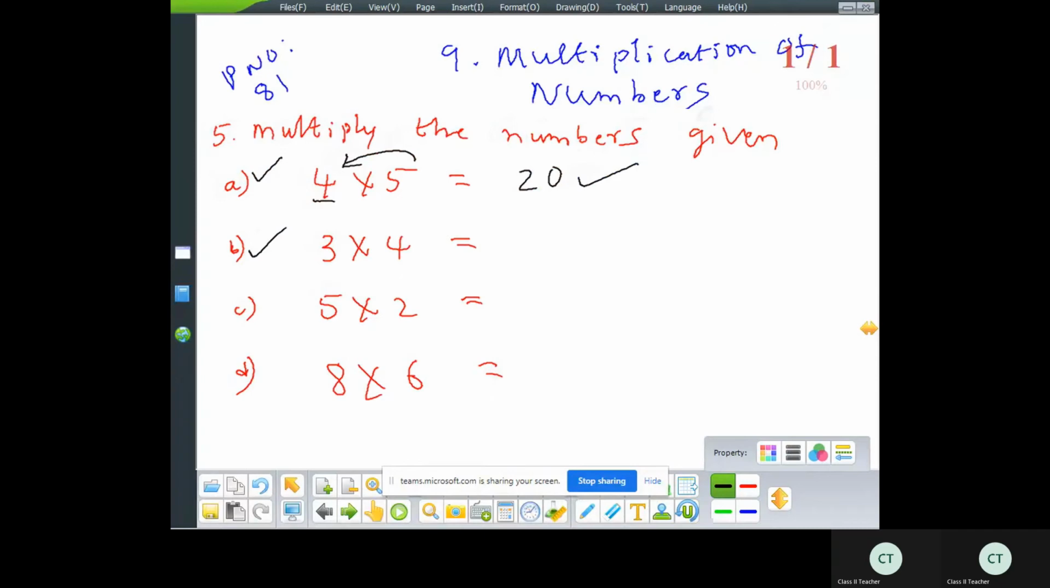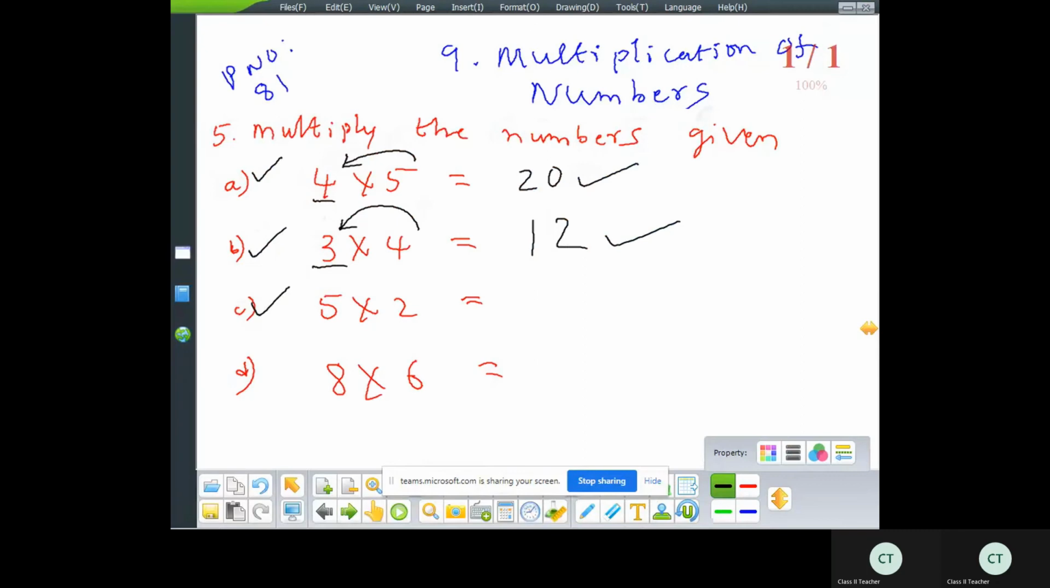3 into 4. 3 multiplied by 4. 3 times of 4. 3 ones are 3, 3 twos are 6, 3 threes are 9, 3 fours are 12. Or 4 times of 3. 4 into 3. 4 is multiplied by 3. 4 ones are 4, 4 twos are 8, 4 threes are 12. Now question C.